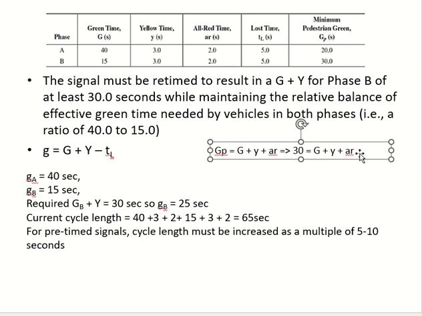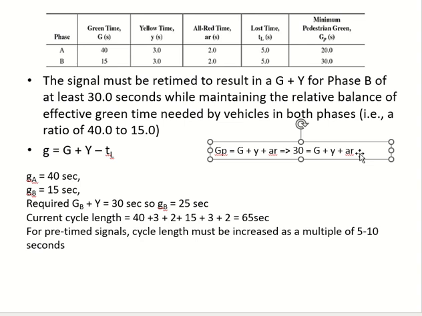How did we know that green is the one that can be edited? Because I already calculated yellow and all red. We have equations for them. Yellow and all red doesn't depend upon traffic, depends upon the design of the intersection. We cannot change it. So yellow and all red I already know, 3 and 2 seconds, and this one is 30.